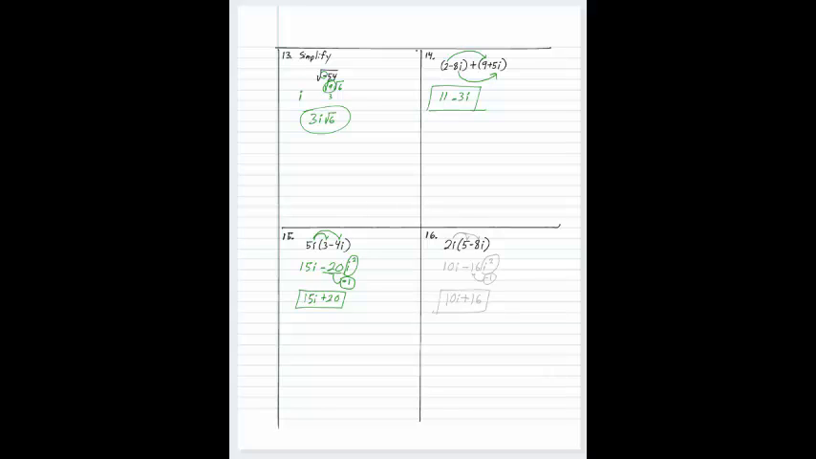16 will work the exact same way. 2i times 5 is 10i. 2i times negative 8i is negative 16i squared. But again, i squared is negative 1, which multiplies with negative 16 to become plus 16. So we're left with 10i plus 16.